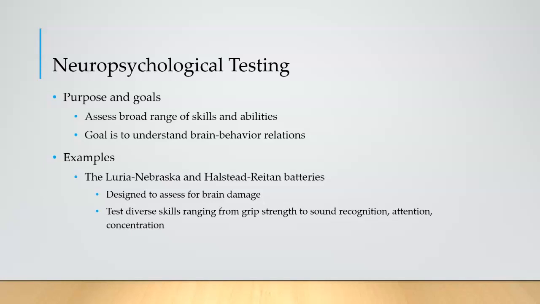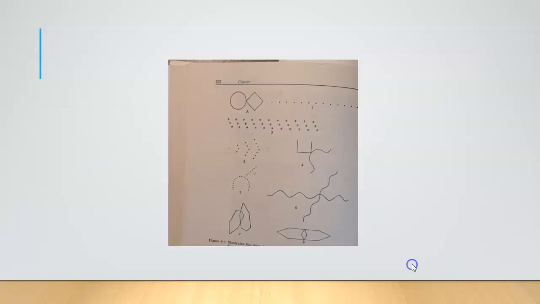We also spent some time in class yesterday talking about neuropsychological testing, and we talked about how, with neuropsychological testing, what we're doing is asking people to perform different types of tasks that might give us a clue or might suggest that there's some sort of brain damage. Some examples of those tests include the Luria-Nebraska and the Halstead-Reitan batteries. But another test that we talked about in class a little bit, and I wanted to share some screenshots with you related to, is what's called the Bender-Gestalt test.